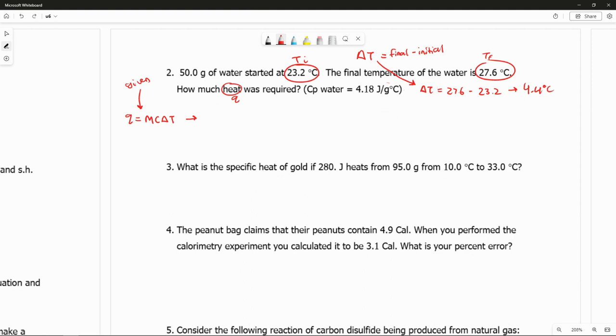Now we can solve for Q, heat. We have mass, 50 grams. We have C, specific heat capacity, right there, 4.18. And we have delta T we just found as 4.4. All right, multiply all those three numbers together, and you are going to get 919.6 joules. And that is our final answer. Not like the boxes today.